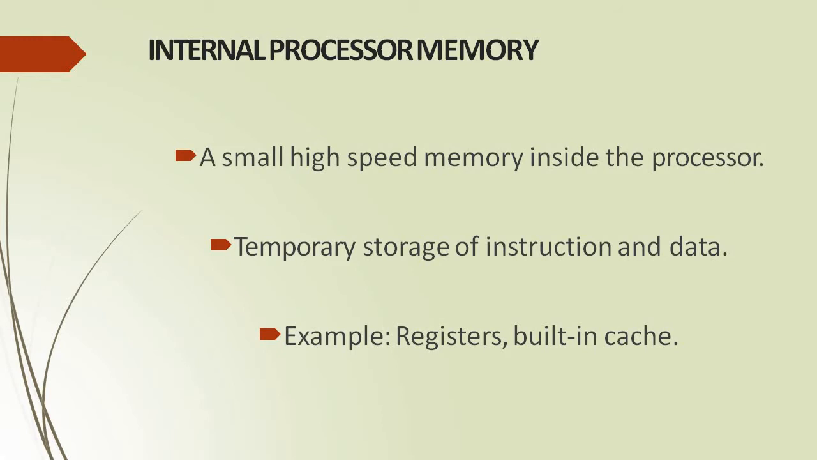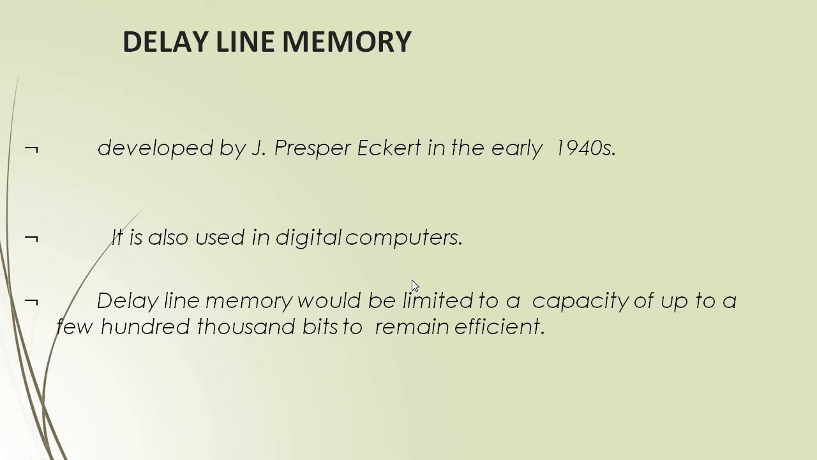For example, registers and built-in cache. Now, delay line memory. It was developed by Eckert in the early 1940s, which is basically used in our digital computer. So it would be limited to a capacity of up to a few hundred thousand bits to remain efficient.